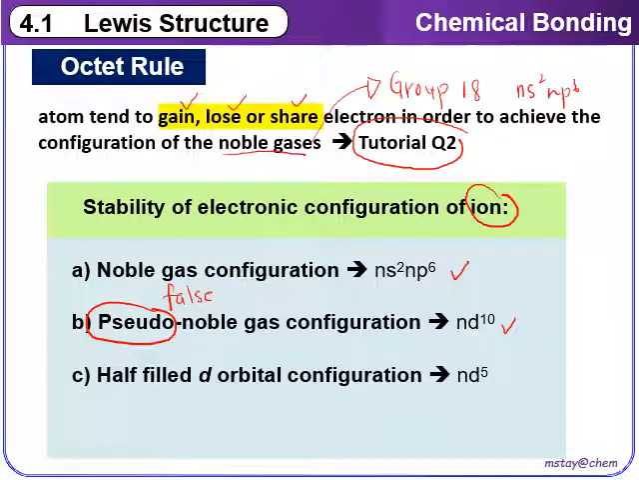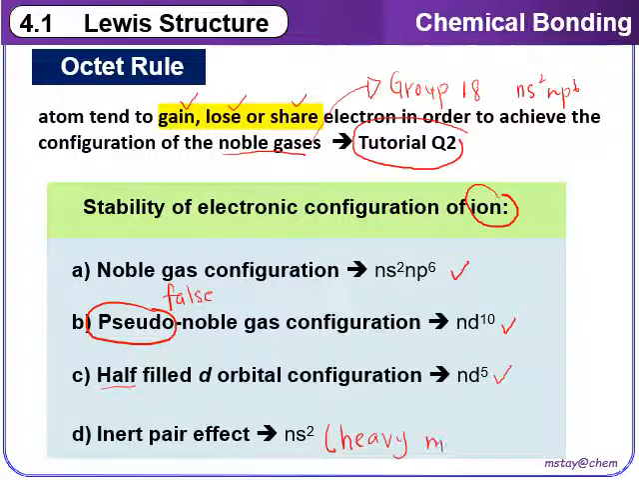The third one is the half-filled d orbital. As we know, the d orbital can hold a maximum of 10 electrons. So if half filled, the electron configuration will always end with d5. The last one is the inert pair effect, which always ends with ns2. But do keep in mind, this one is normally for heavy metals and it is not in the syllabus. So you have to know these 3: noble gas configuration, pseudo noble gas configuration, and also half-filled d orbital.